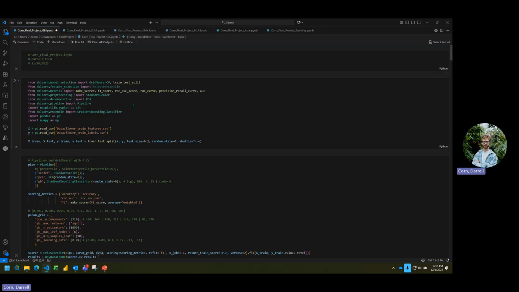So I have 6 different scripts, one for each of the models we had to train for this final project. I'm only going to go through one of them because they're all incredibly similar. And this is my gradient boosting script.